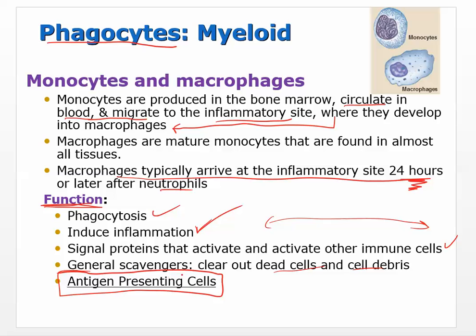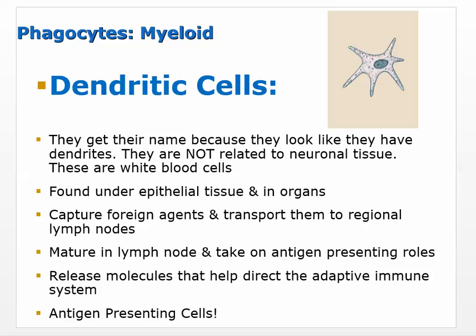So they're antigen presenting cells. Whatever they ingest, they will then present on their major histocompatibility complex protein, which we'll talk about, and then they show that to the T cells. Okay, and then this next one we haven't really covered.